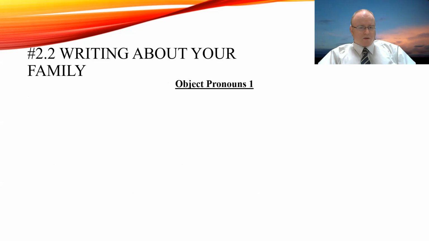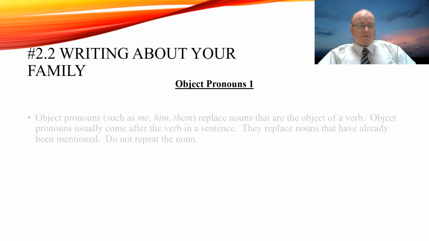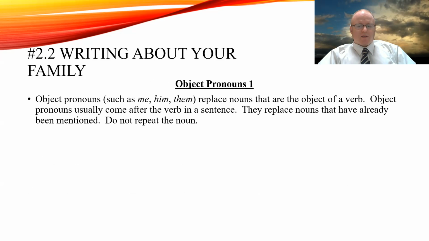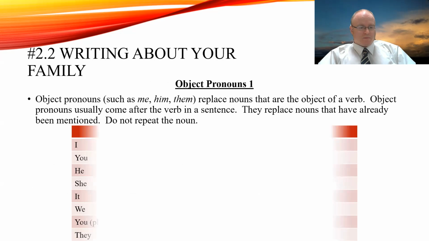So let's move on to object pronouns. Object pronouns such as me, him, them replace nouns that are the object of a verb. Object pronouns usually come after the verb in a sentence. They replace nouns that have already been mentioned. Do not repeat the noun.